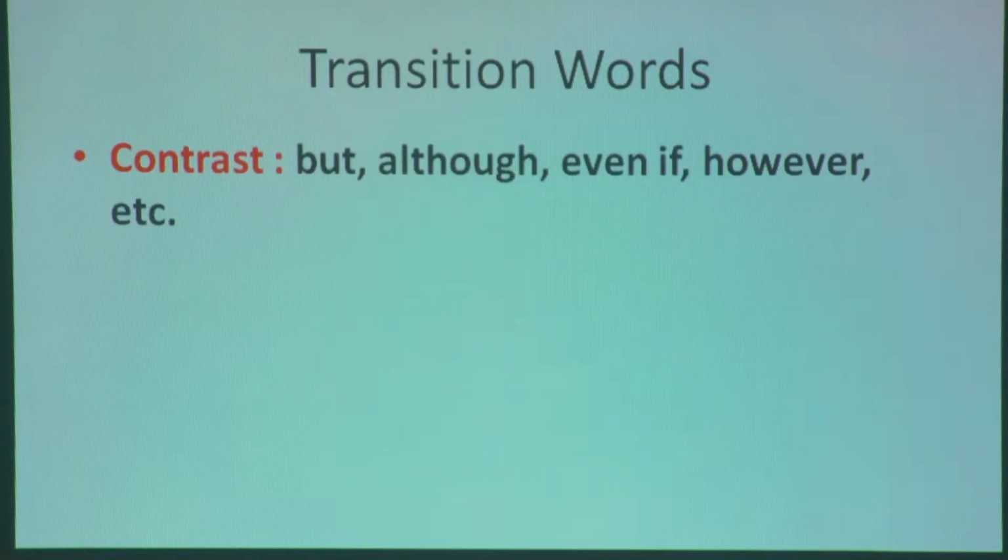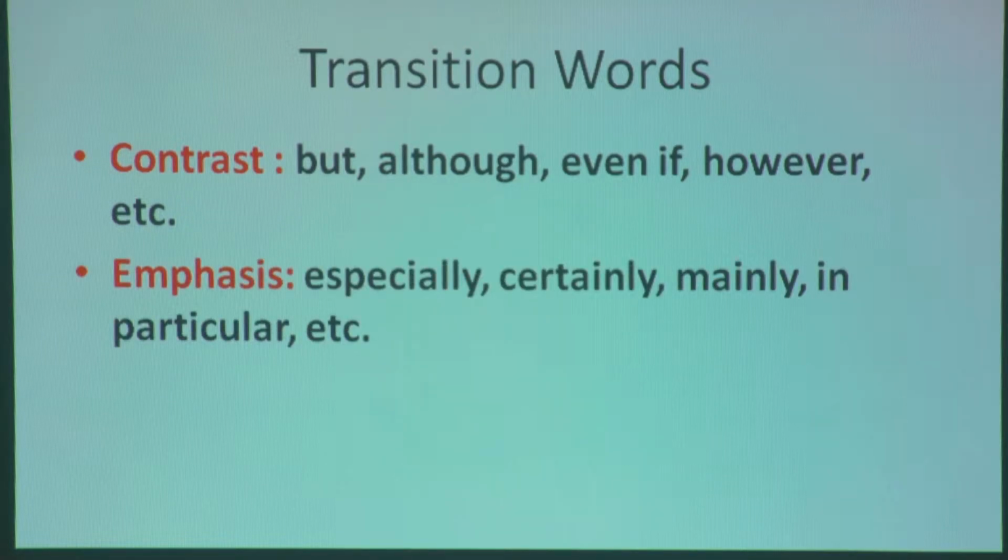Look at the next, contrast. Contrast means showing the differences. Some transition words are also used to show the difference or the contrast. But, although, even if, however, such transition words are used to show the contrast. Look at the next type of transition words. These are emphasis. These words are used to give emphasis or focus on a particular piece of information. For example, especially, certainly, mainly, in particular; such transition words are used to give emphasis.